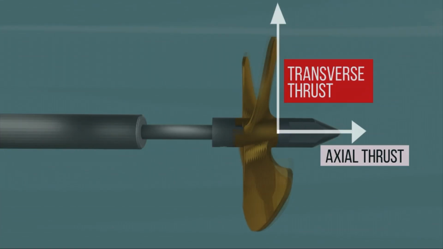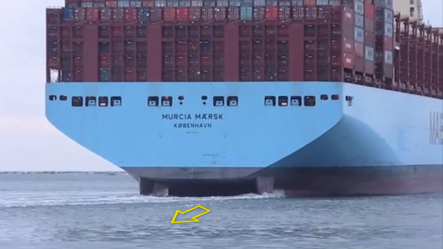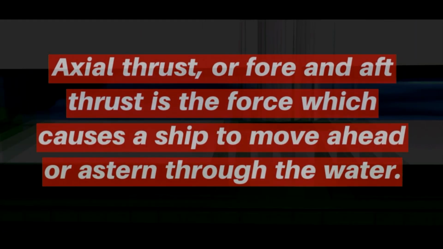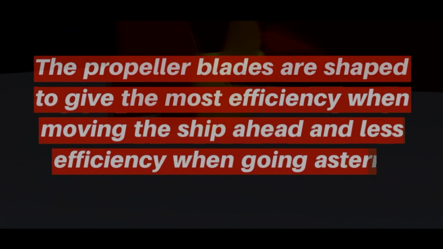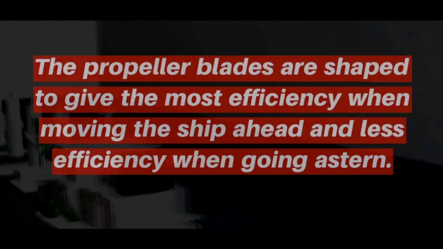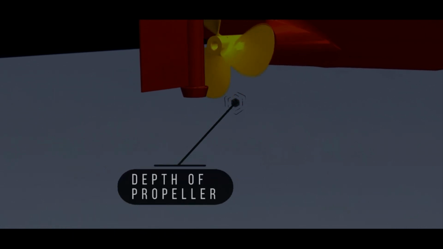During this motion, the propeller produces axial and transverse thrust. The axial thrust produced by the propeller against the water acts on the thrust bearing of the intermediate shaft, which then transmits the thrust against the ship's structure to move the ship. Axial thrust, or fore and aft thrust, is the force which causes a ship to move ahead or astern through the water. The propeller blades are shaped to give the most efficiency when moving the ship ahead and less efficiency when going astern. The depth of immersion of a propeller also has an effect on the working of the propeller.